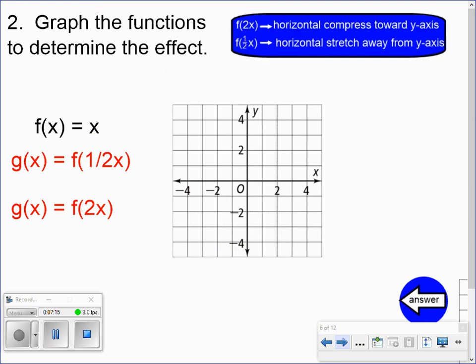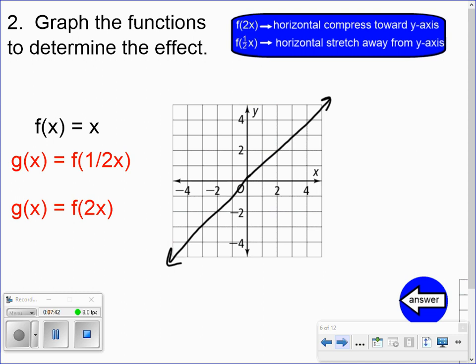Now, if we're looking at horizontal stretches and compressions, this is either compressing it towards the y or stretching it away from the y. So now our focus is on the y-axis, not the x. And what we're going to do is we're going to take our parent function, that's f of x equals x. So it goes through the origin. That's slope of 1.